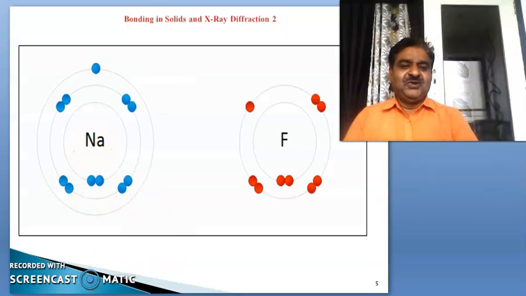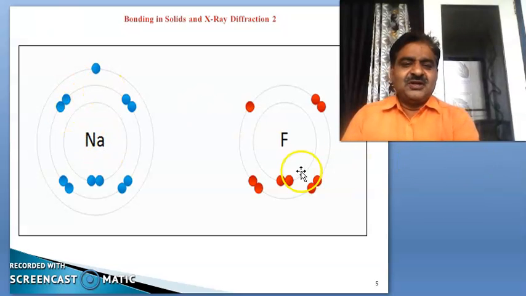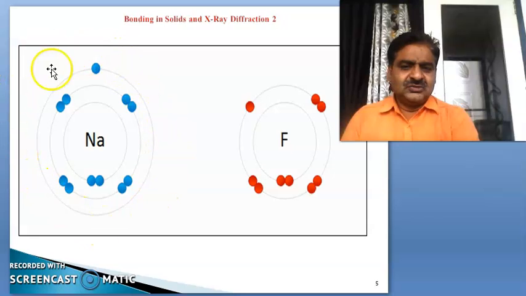See here, the figure. There are two elements, sodium and fluorine. Sodium has a total of 11 electrons in its electronic configuration. First orbit 2, second orbit 8, and third orbit 1. As there are 3 shells, it belongs to the third row in the modern periodic table.